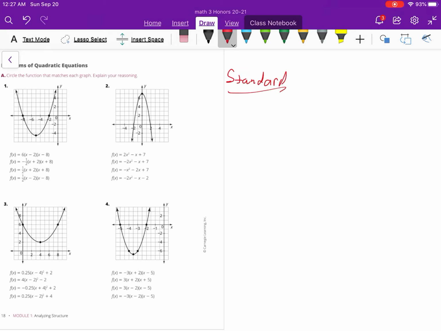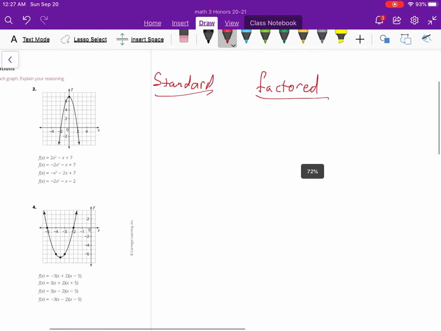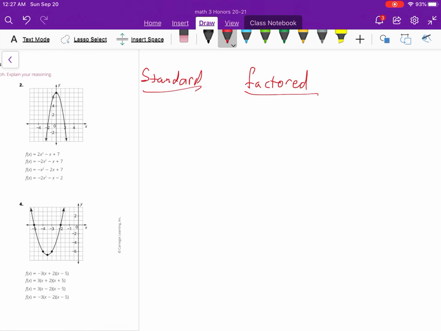Then we have factored form. And finally, I'm going to go to vertex form. The reason why I write these out is because I want to show you what can be given from each of these forms, or what key features you can take away from them.